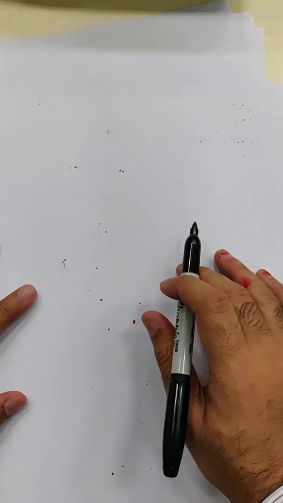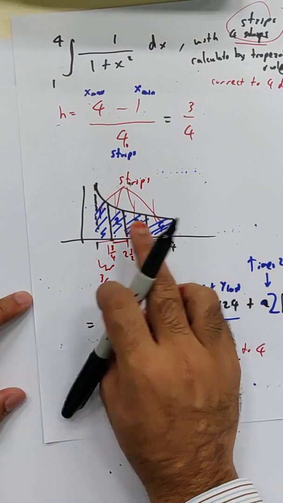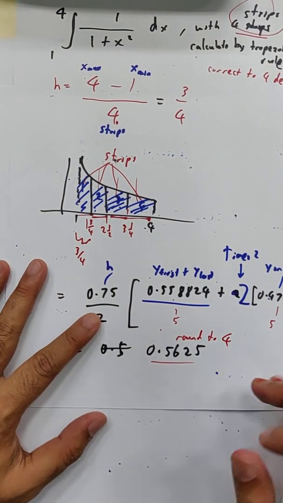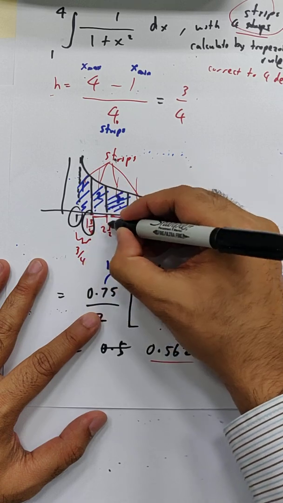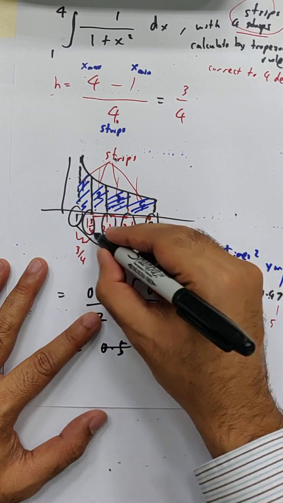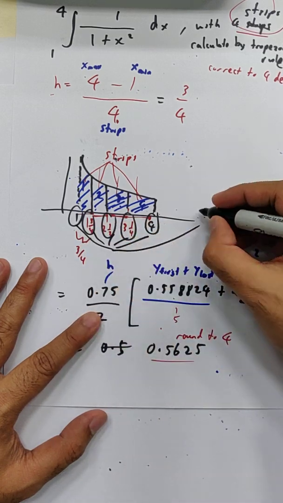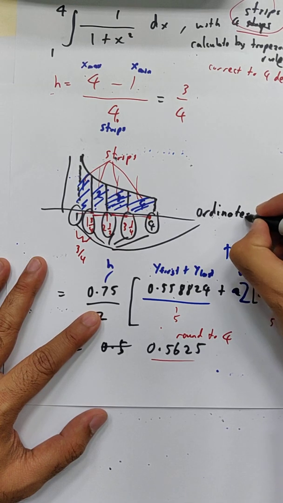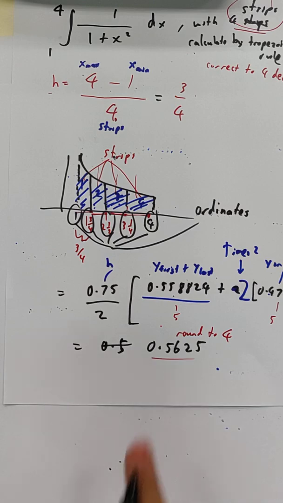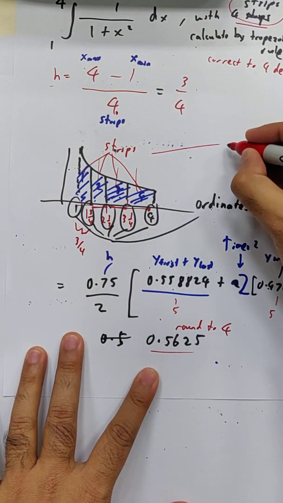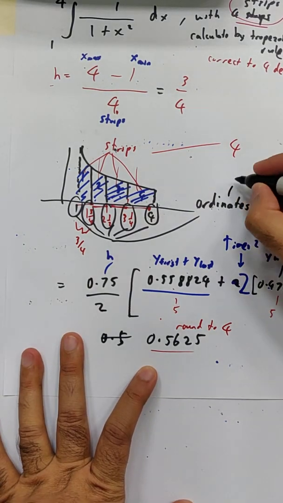Something that you need to know as well is this. How many strips do you have here? 4. There is also another term that you need to learn, called ordinates. This thing here, 1, 1 and 3 over 4, 2 and a half, 3 and 1 over 4, and 4. These 5 things are called ordinates. This thing here is called strips. How many strips do I have? How many ordinates do I have? 5.